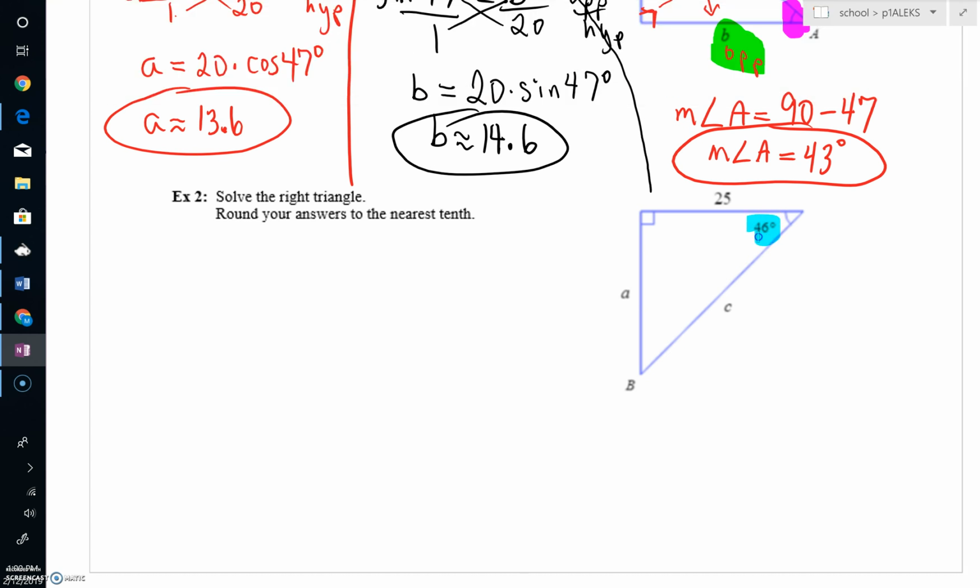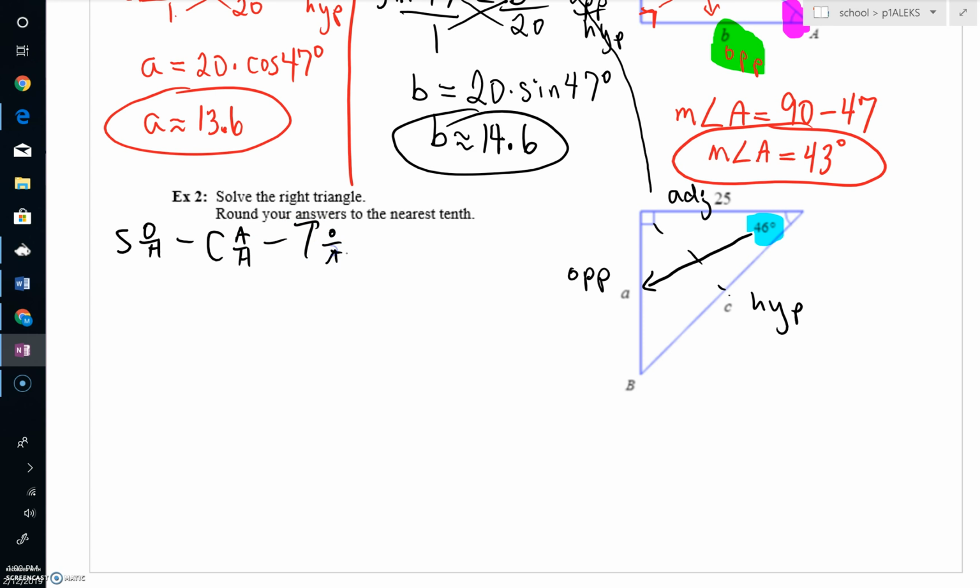We're going to take a look at this angle right here, this 46. And let's label our sides. This would be opposite. Right here is our hypotenuse. And right here would be adjacent. And of course, we've got SOHCAHTOA. And it only takes a moment to write that down and label it all up.